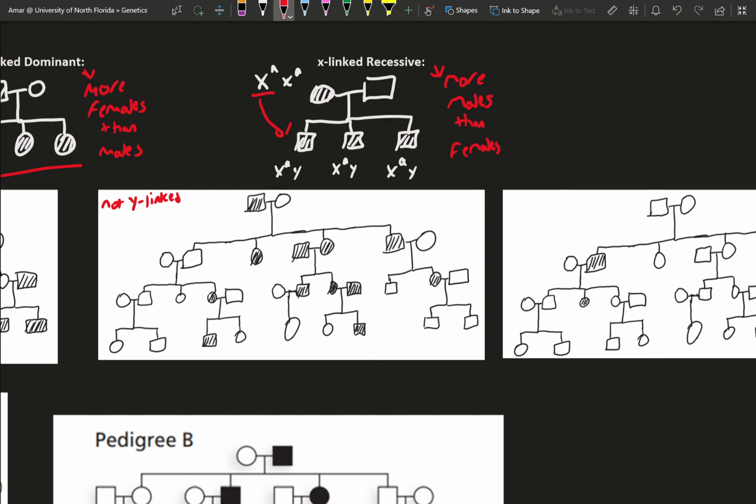First of all, let's look at an individual like this one right here, this affected female. If we said that this affected female was X-linked recessive, she should be X little a, X little a. Therefore, she would have to give her recessive X chromosome to all of her sons, and all of her sons would have an X recessive chromosome. So because of this, it cannot be X-linked recessive. So it's not X-linked recessive.